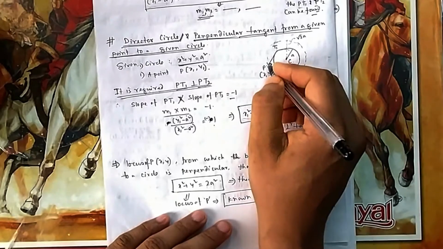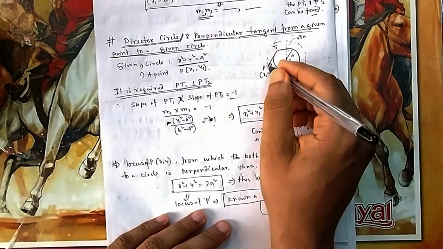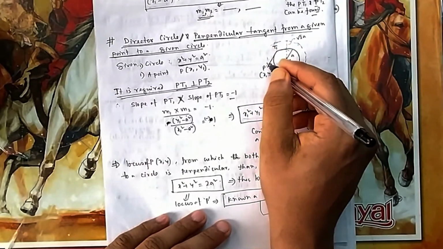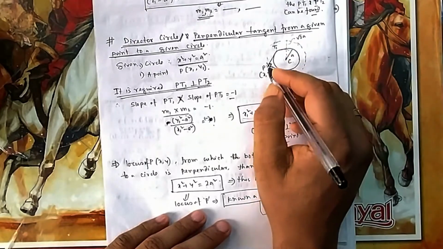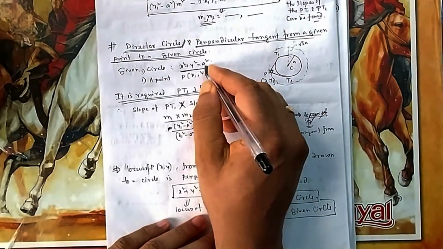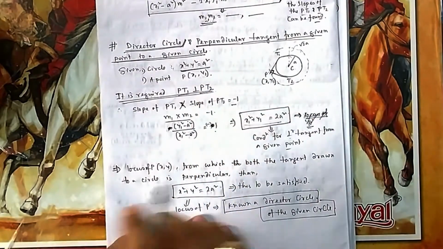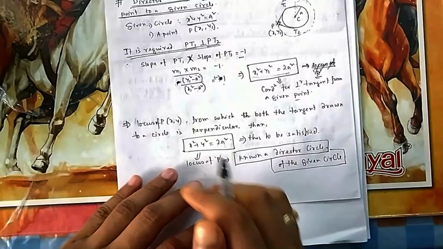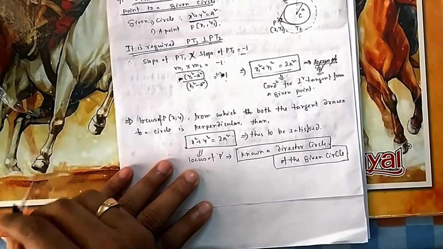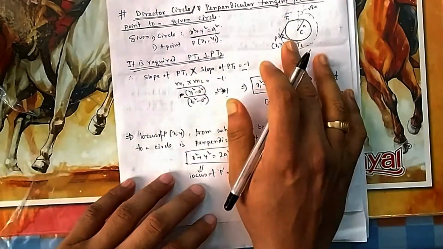If you want to draw from a particular point, you see whether you can draw two perpendicular tangents. From every point you cannot do it. So if you want to check whether perpendicular tangents can be drawn from this point or not, if this condition is satisfied, then you can draw. Okay, now let us think about the director circle. What is the director circle?